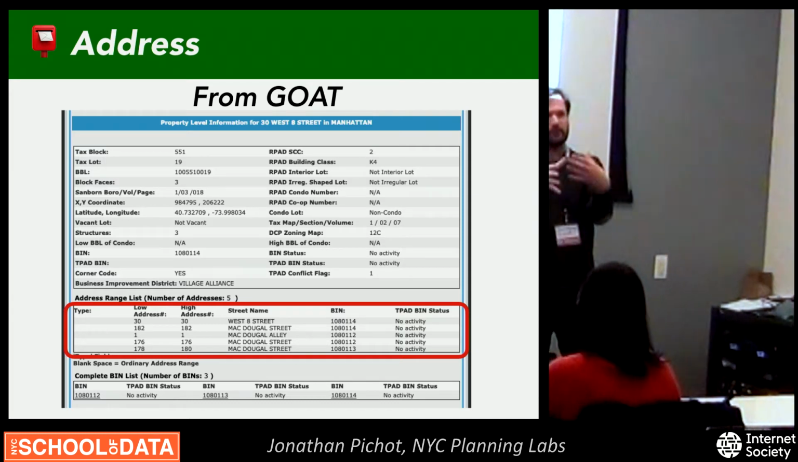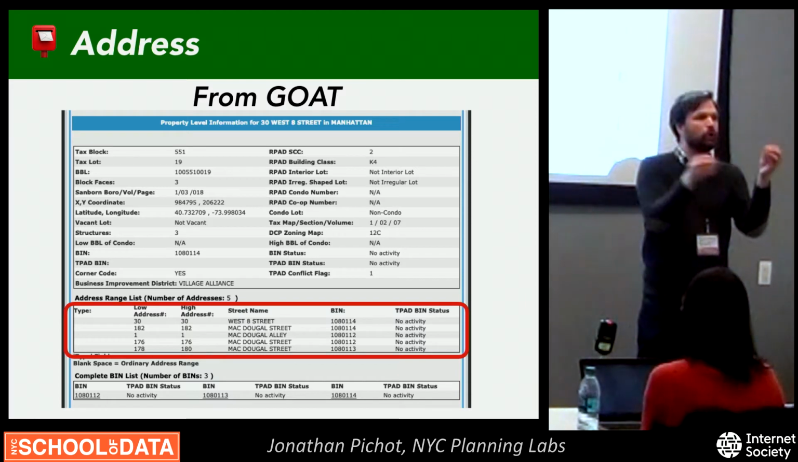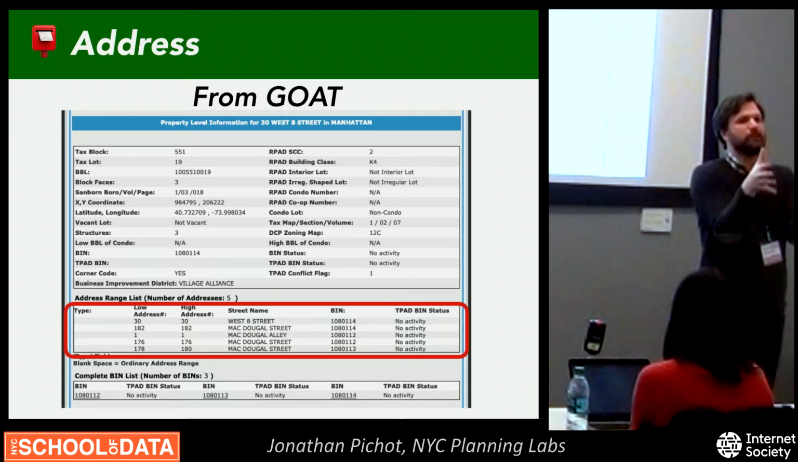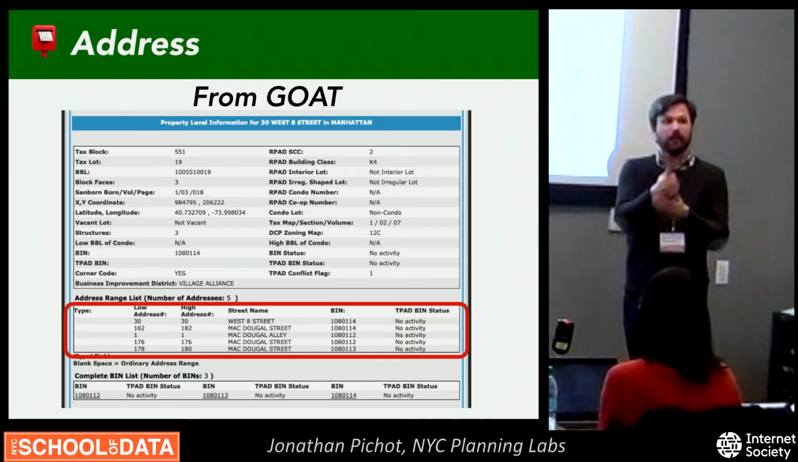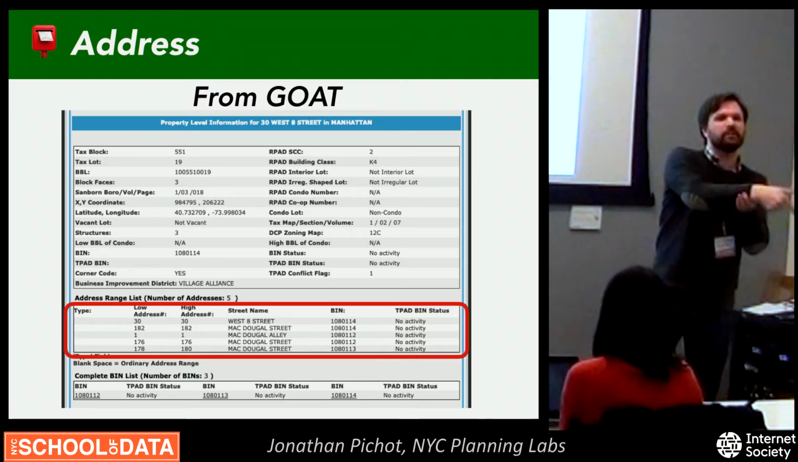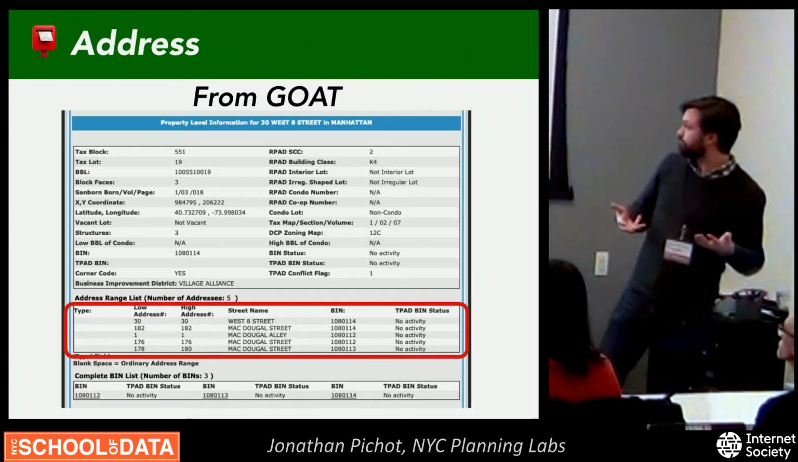And bins, as I said at the beginning, the bin was created to merge different addresses together, saying this building has access to these addresses. And this is what you're seeing here. You're saying, here's a bin, here are the range of addresses applicable to that bin on that street name.